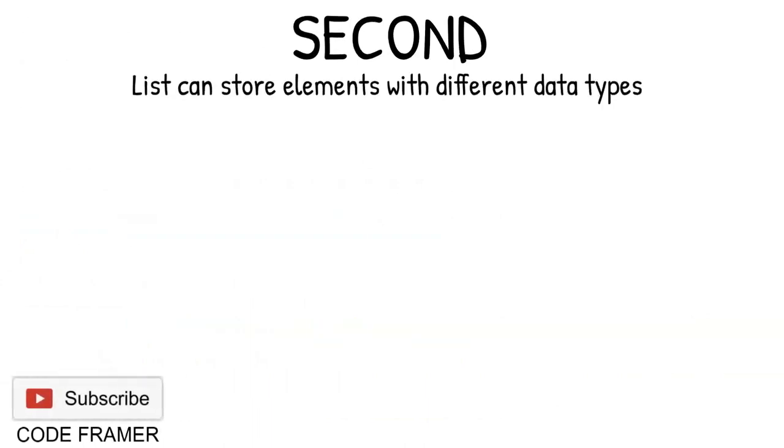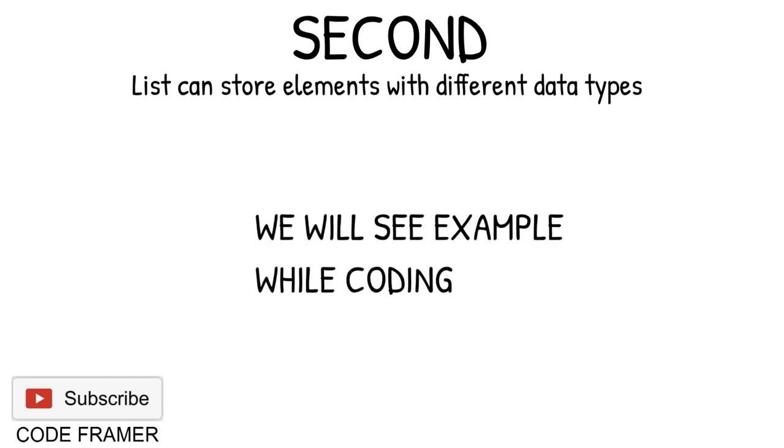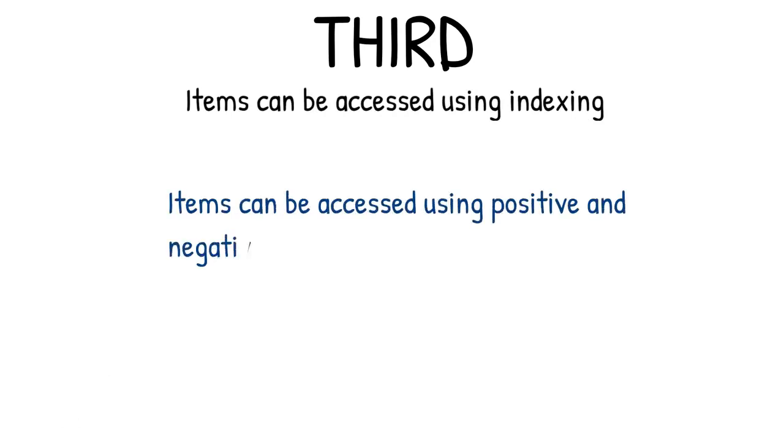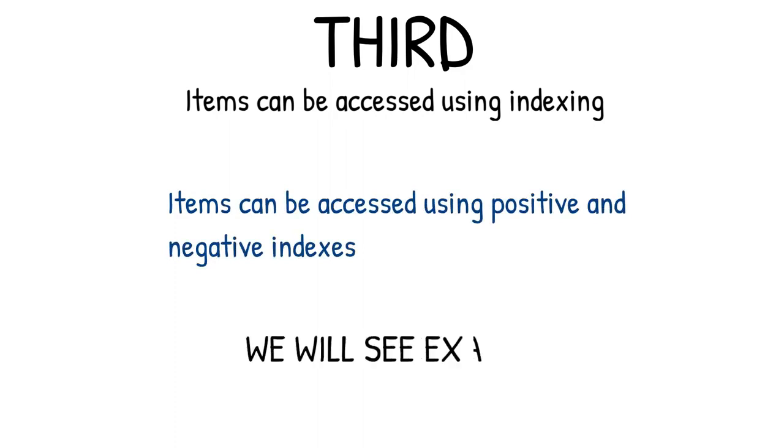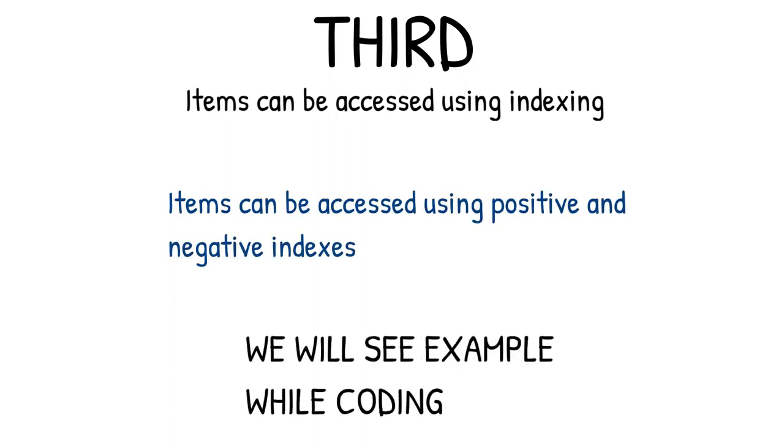Second, Python lists can have elements with different data types in the same list. We will see an example while coding shortly. Third, items inside a Python list can be accessed using indexing. This means that any item in the list can be accessed using a positive or negative index. We will see the example while coding shortly.